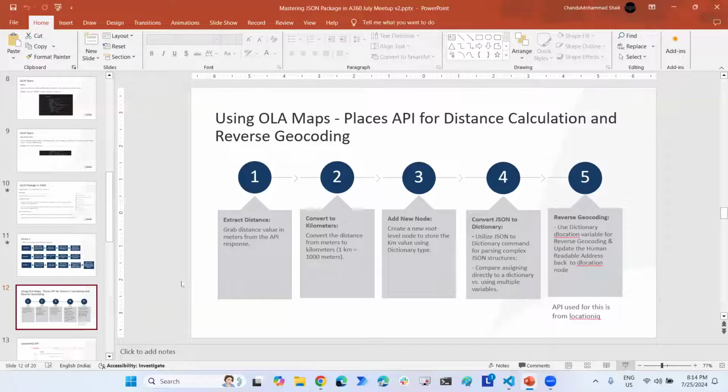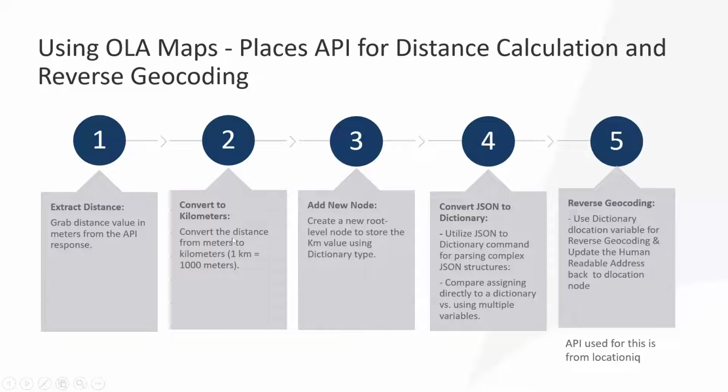And then in the next step, basically convert to kilometers. This is a formula that I'll be using with the number package, that is 1 kilometer is equal to 1000 meters. And then I'm adding that updated node at the root level, which has the kilometers value. And I'm also adding a key value pair that shows the distance. You will see this in the demo.